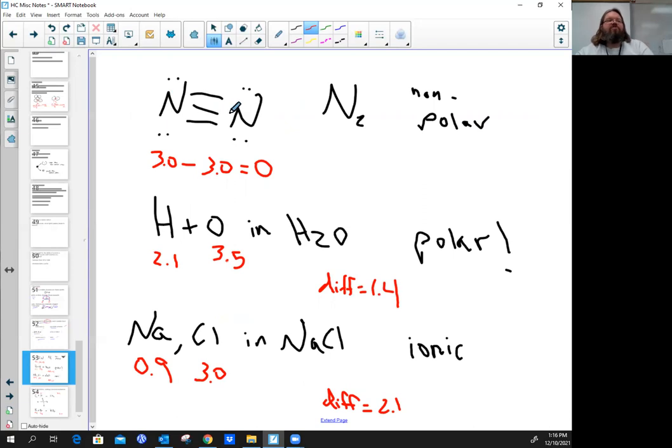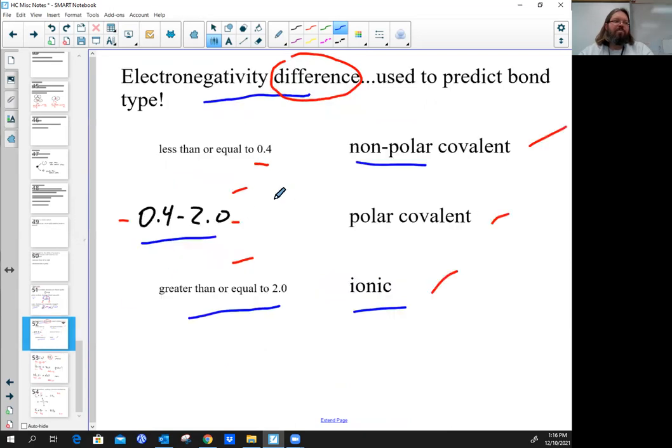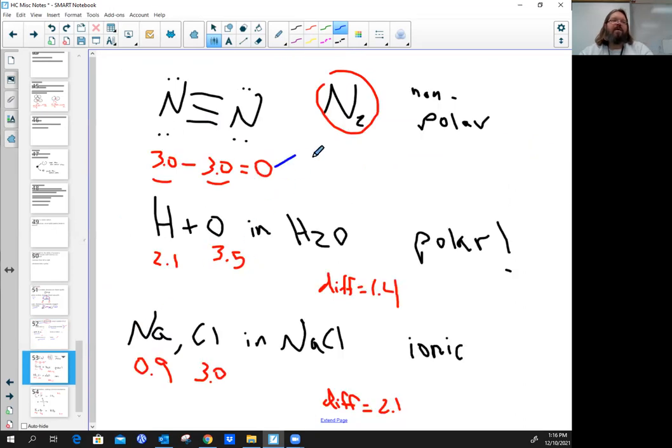So here's nitrogen. Nitrogen forms a triple bond in an N2 molecule, right? It's got two nitrogen atoms bonded to one another. The electronegativity of nitrogen, off the chart, is 3.0. Well, 3.0 minus 3.0 is 0. The difference is 0, so that would put me at less than or equal to 0.4, so it is a nonpolar covalent bond, right? And if you think about it, it makes sense. I've got two nitrogen atoms that have the same electronegativity. They're identical, right? Neither one of them is going to have any greater or less pull on the electrons. They're going to be shared completely and utterly equally.